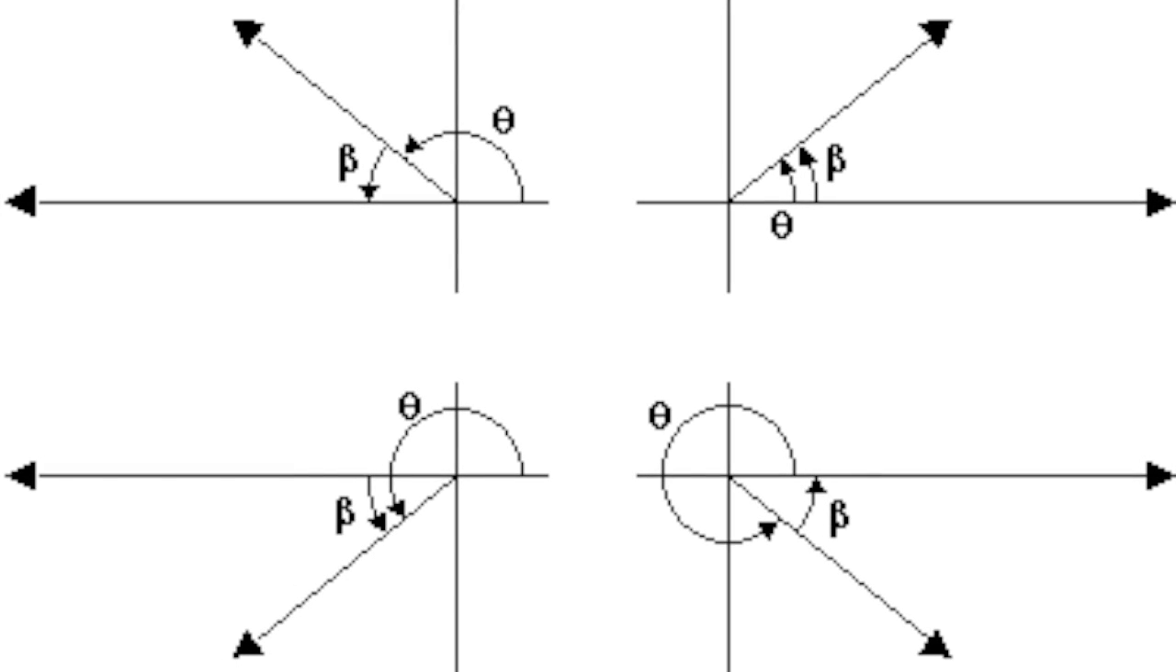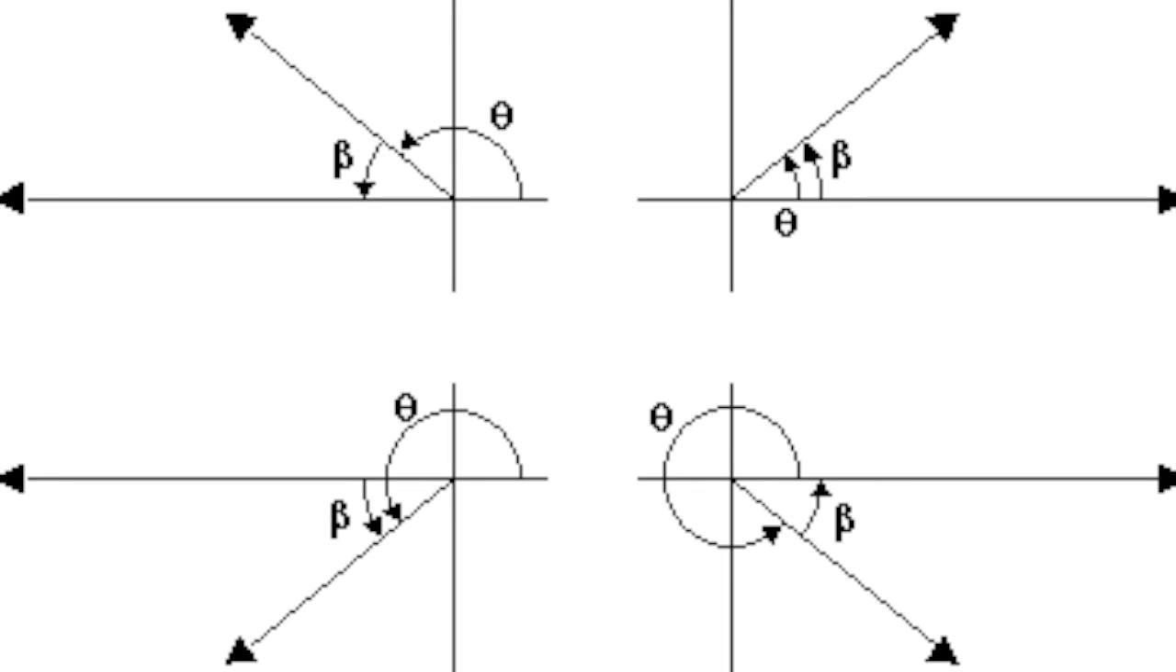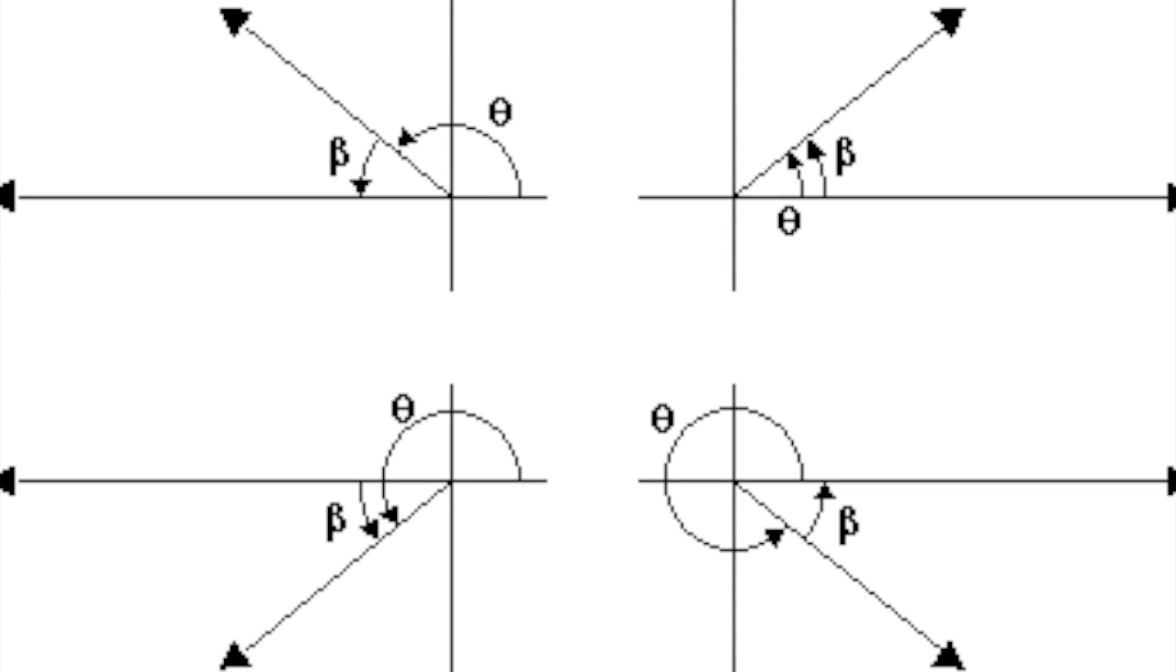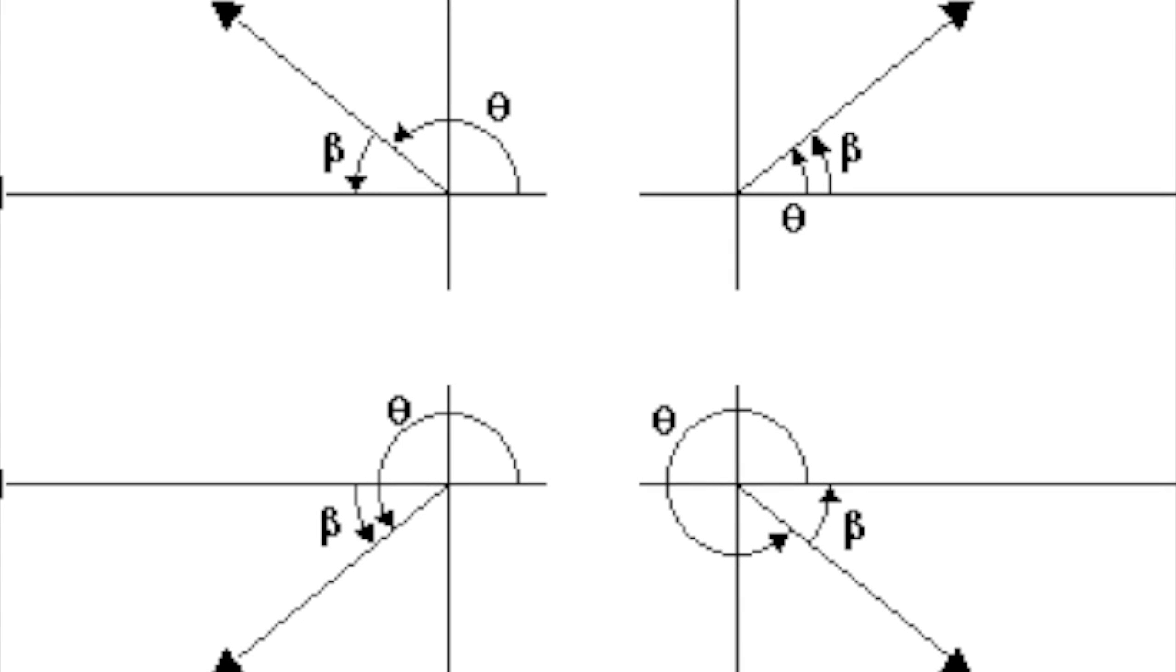Moving to the image on the top left, this terminal side of theta falls in the second quadrant. Theta prime is formed by the terminal side of theta and the horizontal axis. When the terminal side of theta falls in the second quadrant, you can find theta prime by subtracting theta from 180 degrees.